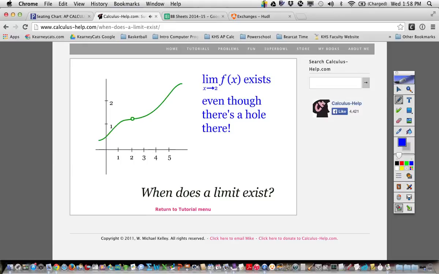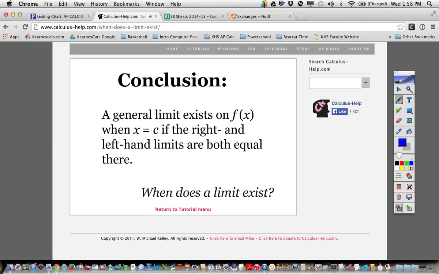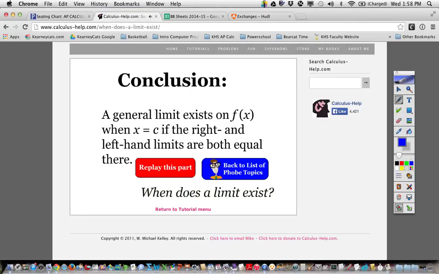What matters is that you arrived at that point, coming from the right side and the left side. In conclusion, a limit exists on a graph if you arrive at the same height coming from both the right and the left side of the given x value. Okay, so we think about that now.